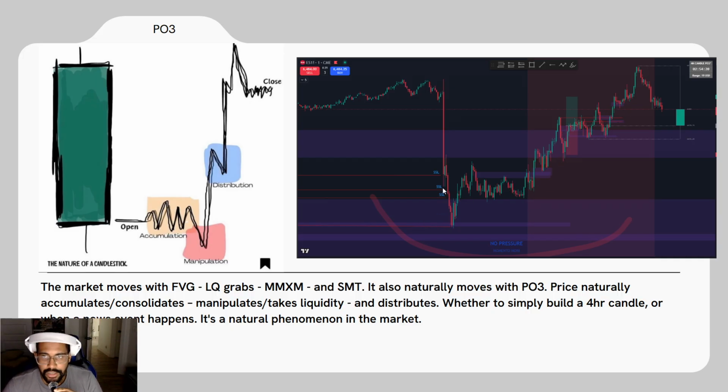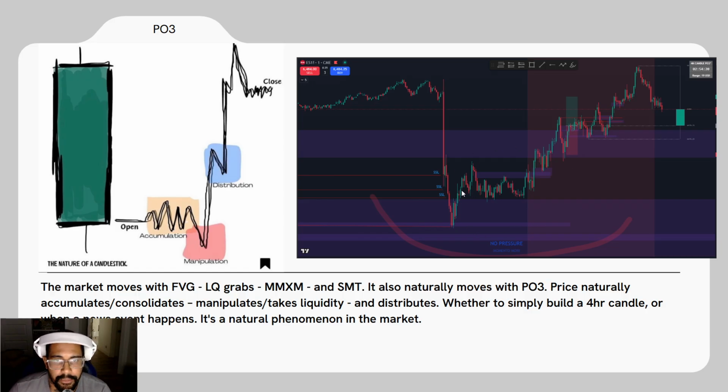Accumulation, manipulation, distribution. Okay. It's a natural phenomenon that works all the time. That's how candles are built. This is what it looks like too on a line chart, right? Accumulation, zigzag, manipulation, comes, takes liquidity, distribution. But this right here is also making a candle.